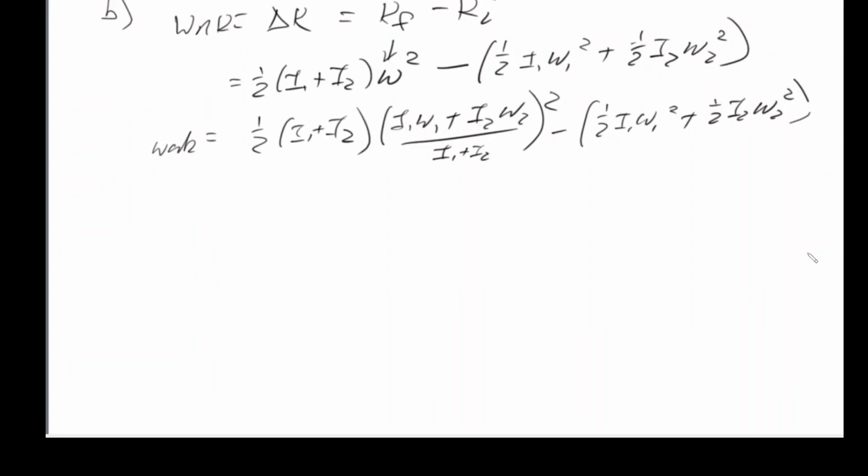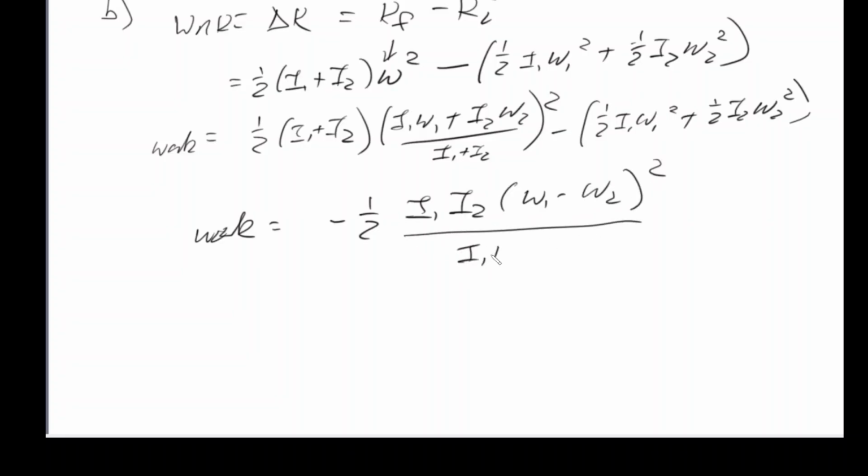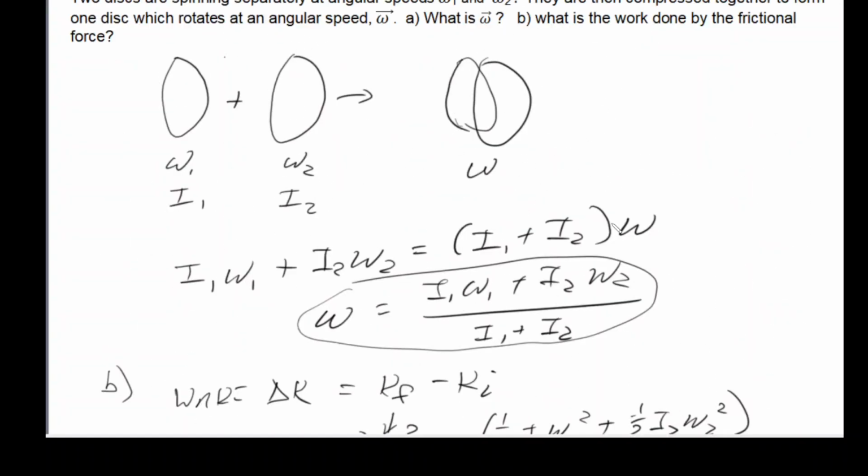And if you go through the calculations, you get that the work comes out to be equal to minus 1/2 I1 I2 times (omega-1 minus omega-2) squared over (I1 plus I2). And that is the work done, which is related to the kinetic energy loss due to the friction of these two disks smashing together.